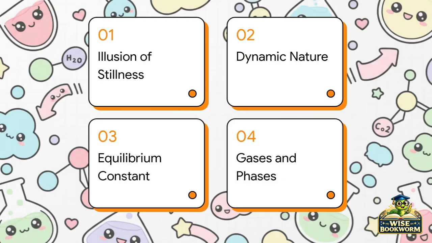So here's our roadmap for today. First, we'll unpack the illusion of stillness. Then we'll move right into the dynamic nature of equilibrium. After that, we'll tackle the equilibrium constant. And finally, we'll wrap up by looking at gases, pressures, and phases.